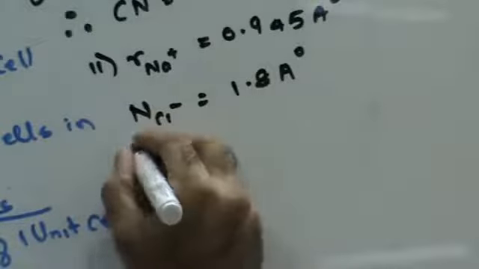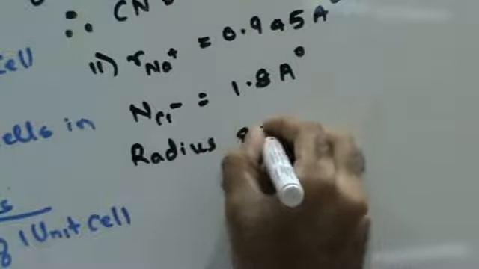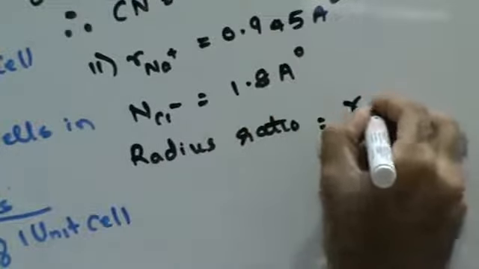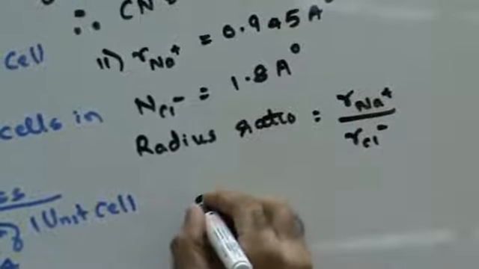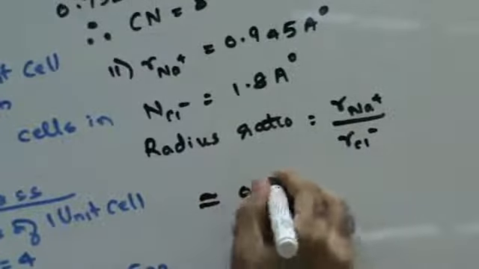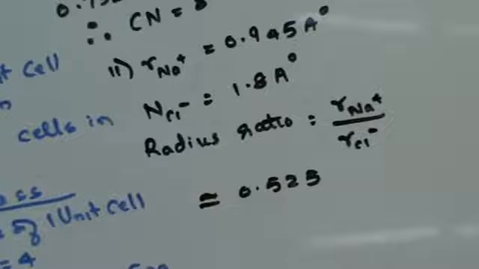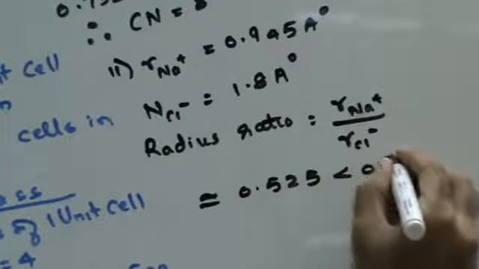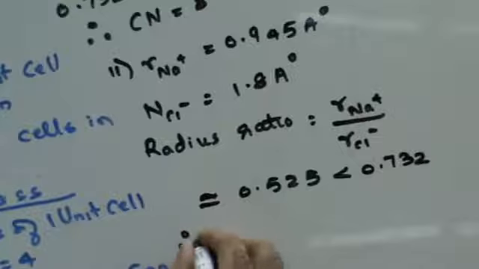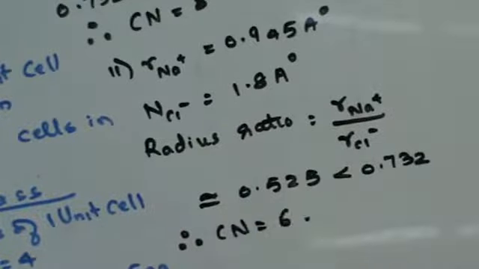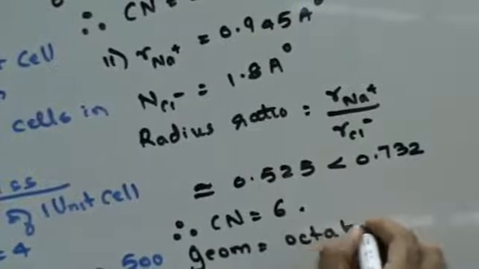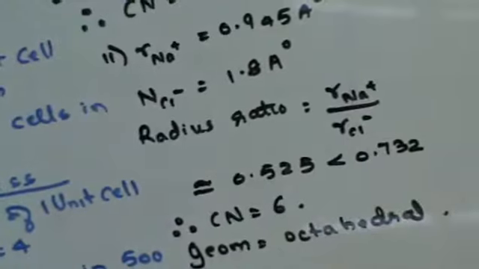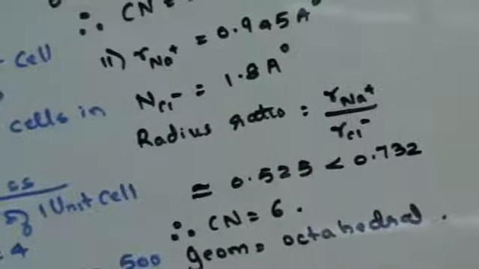Now, I can first find out the radius ratio. Radius ratio is nothing but radius of positive ion upon radius of negative ion. Right? When you solve this, you will get 0.525, which is less than 0.732. Therefore, its coordination number is going to be 6. And for 6, I can also give the geometry. Geometry is going to be octahedral. It will have a coordination number of 6 and an octahedral geometry.